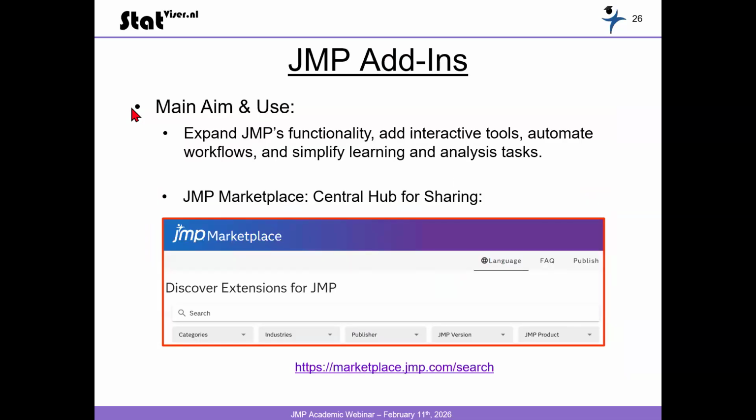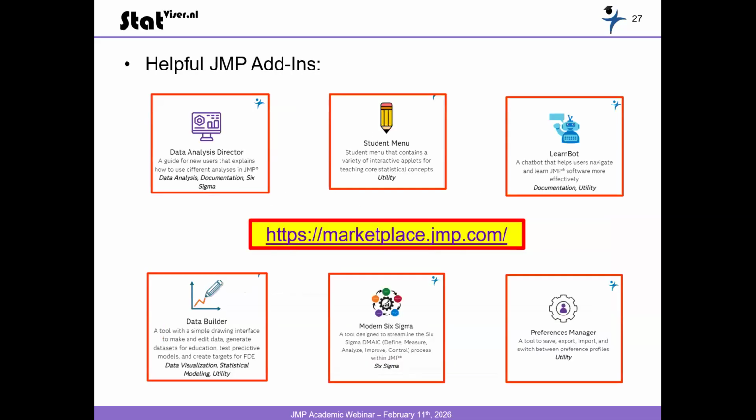With respect to the add-ins, the general hub for sharing JMP add-ins, there are a number of them available, is the JMP Marketplace, where you can discover extensions in JMP. There are a lot of them available, but we will focus especially on the next slide on add-ins that might be helpful in education. And here you see an overview. The central part on top is showing the student menu that's by default installed in the JMP Student Edition. But if you would use another edition, then it might be helpful to install it yourself.